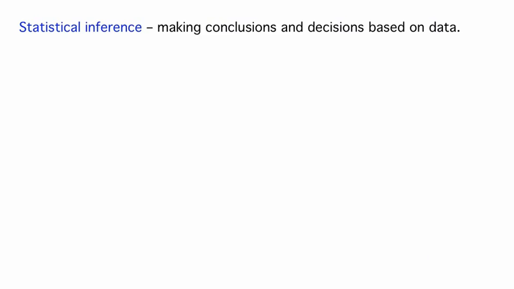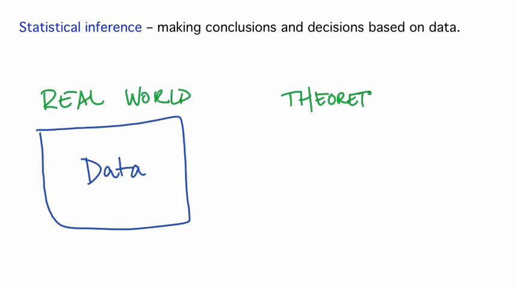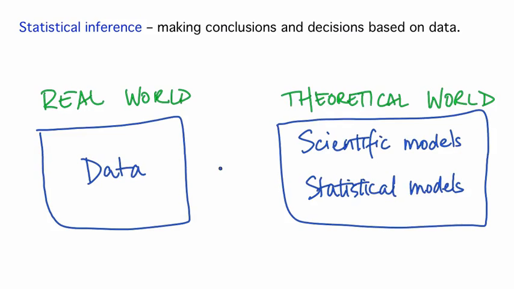In the process of statistical inference, we can imagine that we have a real world where we have our observed data, and a theoretical world where we have scientific models that we think give plausible explanations for how our data arose, and statistical models that explain the variation in the data. The inferential process connects what we've observed in the real world to what we can say about the theoretical world.